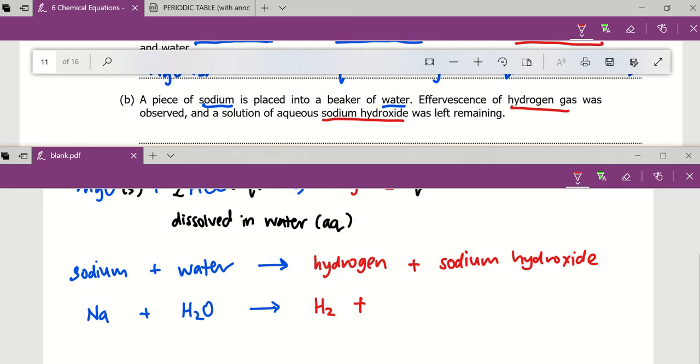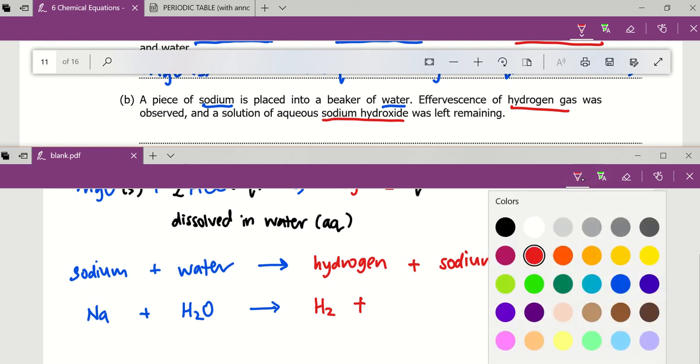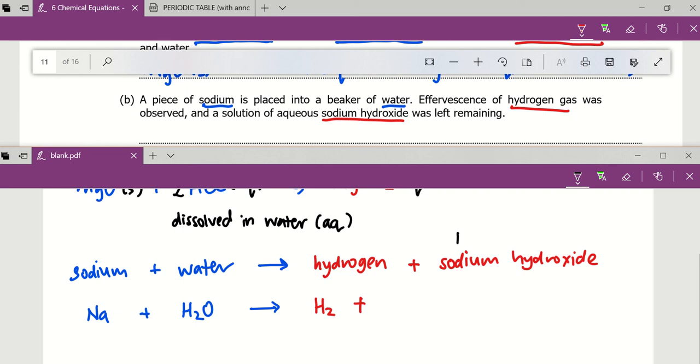It is an ionic compound. So it is made up of the sodium ion. It is also made up of hydroxide ion. And when I merge them into the formula, when I crisscross the charge, it will get NaOH. Okay, so let us balance the equation now.